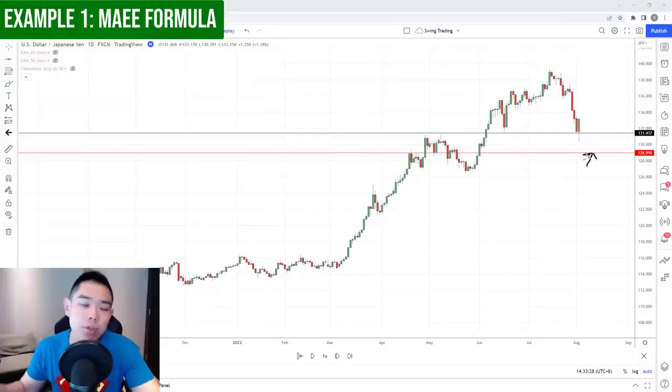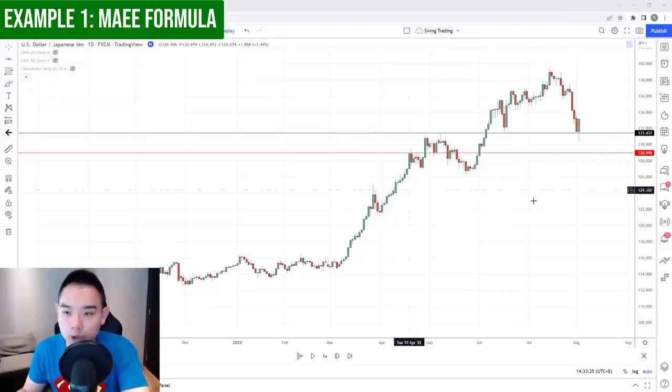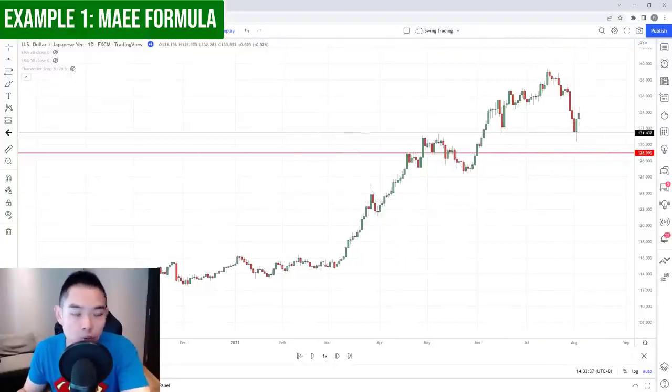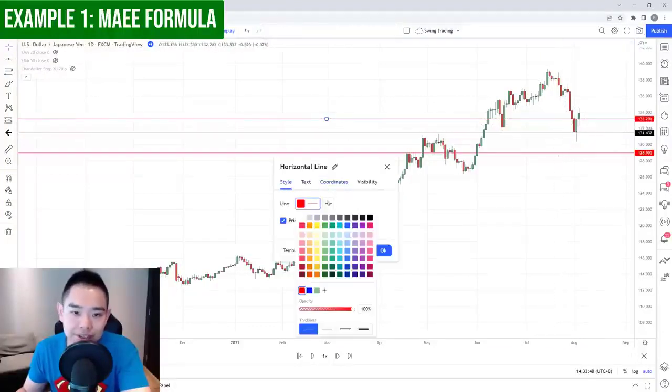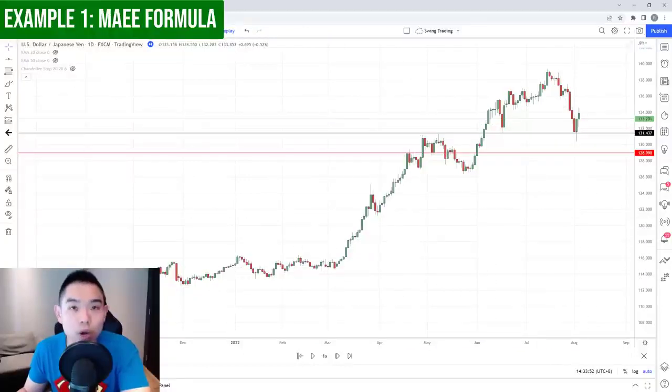What about entry? You can look to enter on the next candle open. So let's see what happens the next day. Next day, the market opened pretty much where it closed over here. So this is your entry price. I'll just put a green line over here to signify the entry. Yeah, so this is a green line, and done. That's your entry.